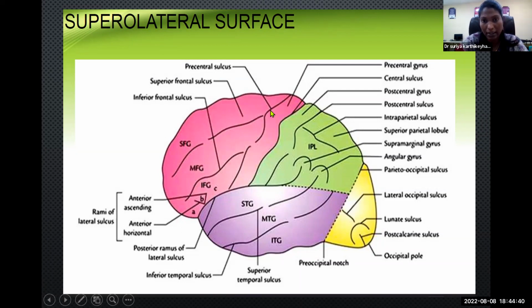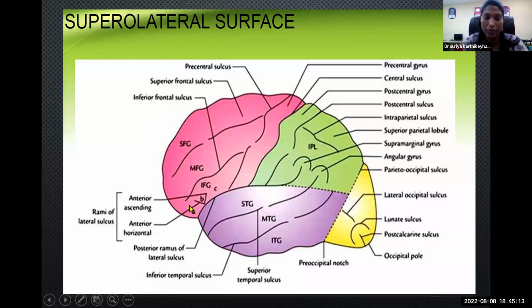Between the precentral sulcus and the central sulcus, there is an elevation. That gyrus is called the precentral gyrus. That is the motor area. Very important thing is the motor area. Okay. And then we are going to see the frontal gyri. There are two sulci, superior frontal sulcus and inferior frontal sulcus. These two sulci will divide the frontal area into three gyri. They are named superior frontal gyrus, middle frontal gyrus, and inferior frontal gyrus.